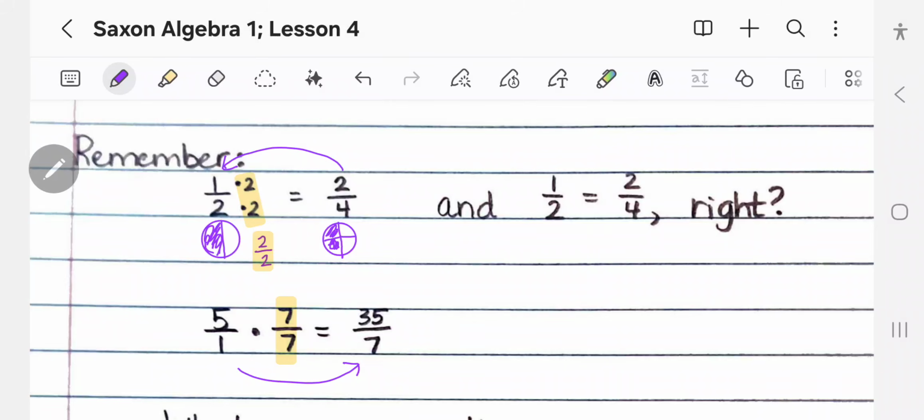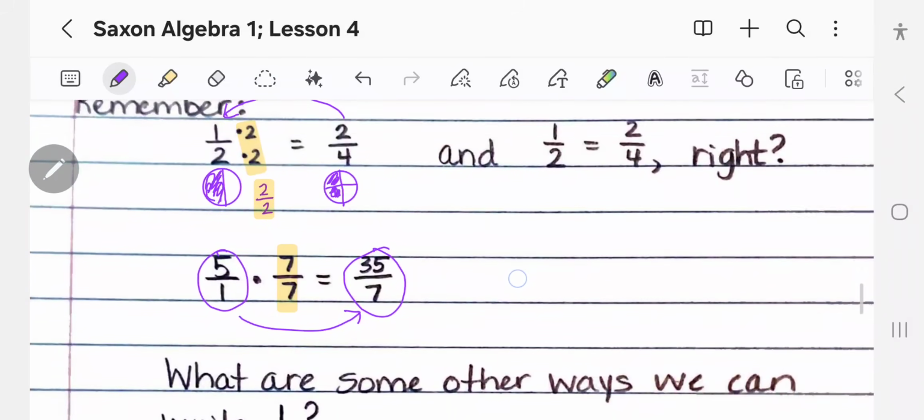It's kind of like a nickname. Have you ever had a nickname? You have your name on your birth certificate, and then you have a nickname that people call you, and the names are different, but you're the same person, right? So these fractions, this one's the same as this one. The values are the same.